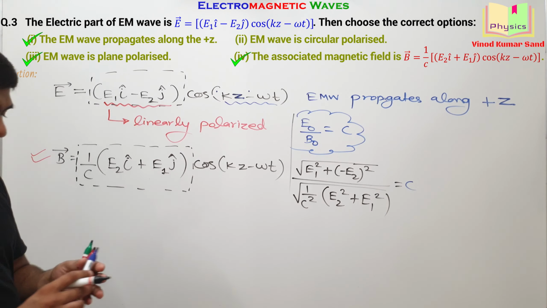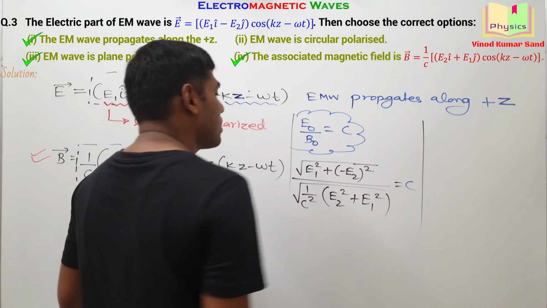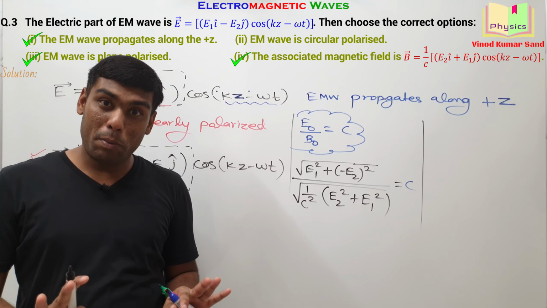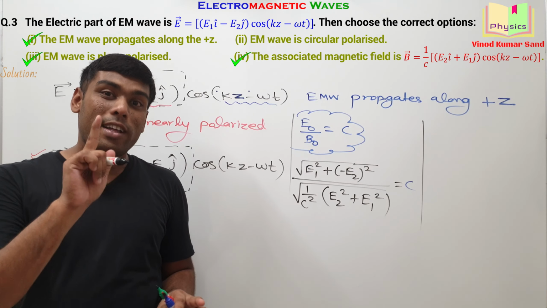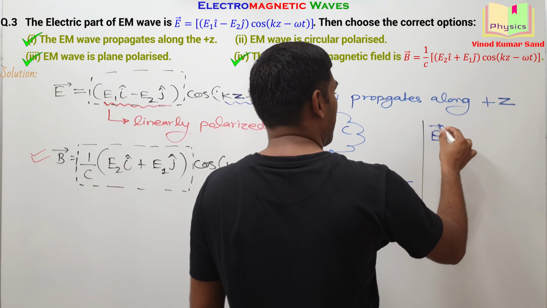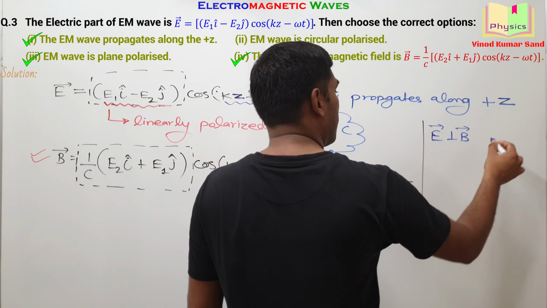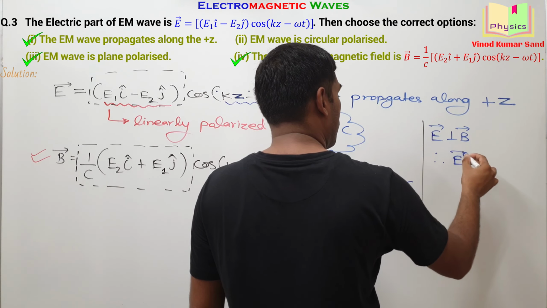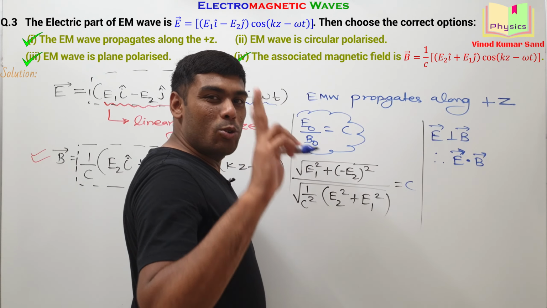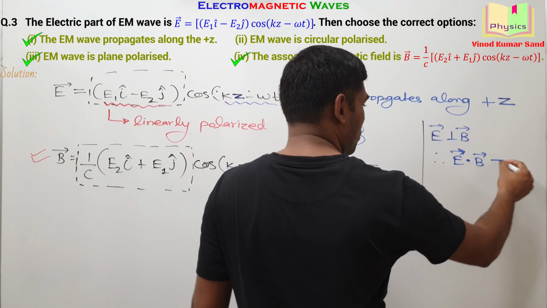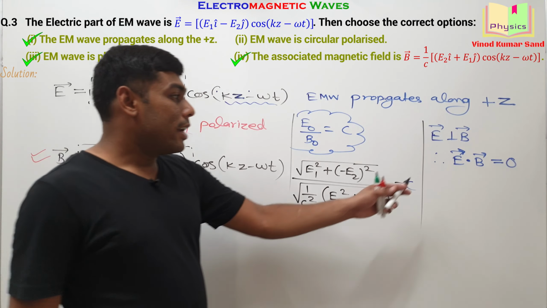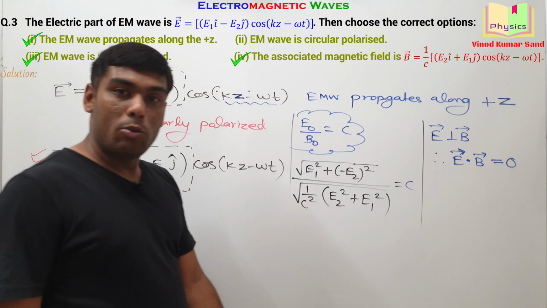I have another test for this. Since in an EM wave the electric field and magnetic field are always perpendicular to each other, we already know EM waves are transverse in nature, so I can write that E vector is perpendicular to B vector. Therefore E vector dot B vector, let me know what should be the result. Two vectors are perpendicular to each other, orthogonal vectors. Their dot product is 0. It means E vector dot B vector should come out 0.